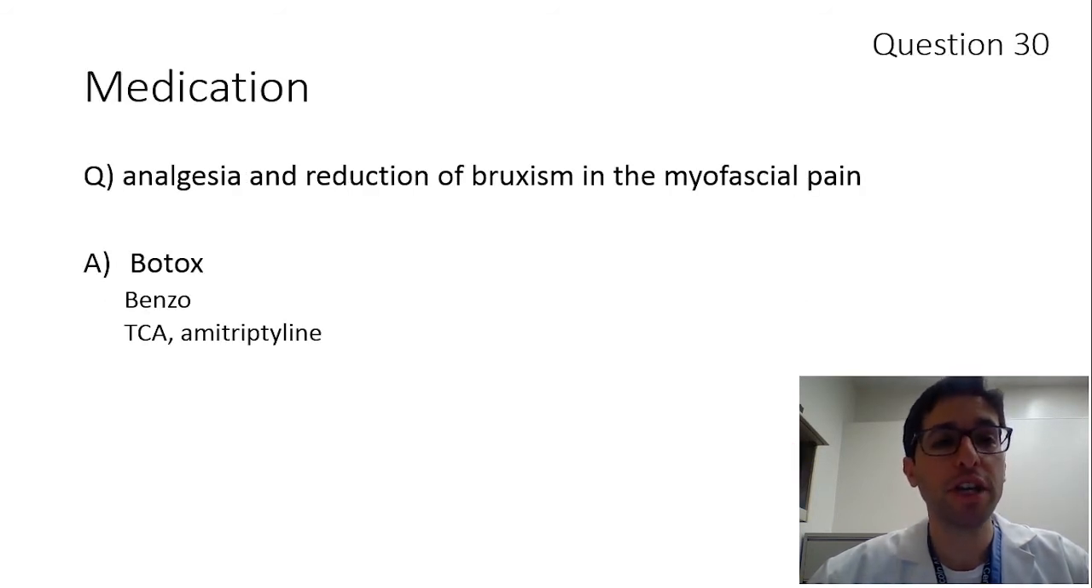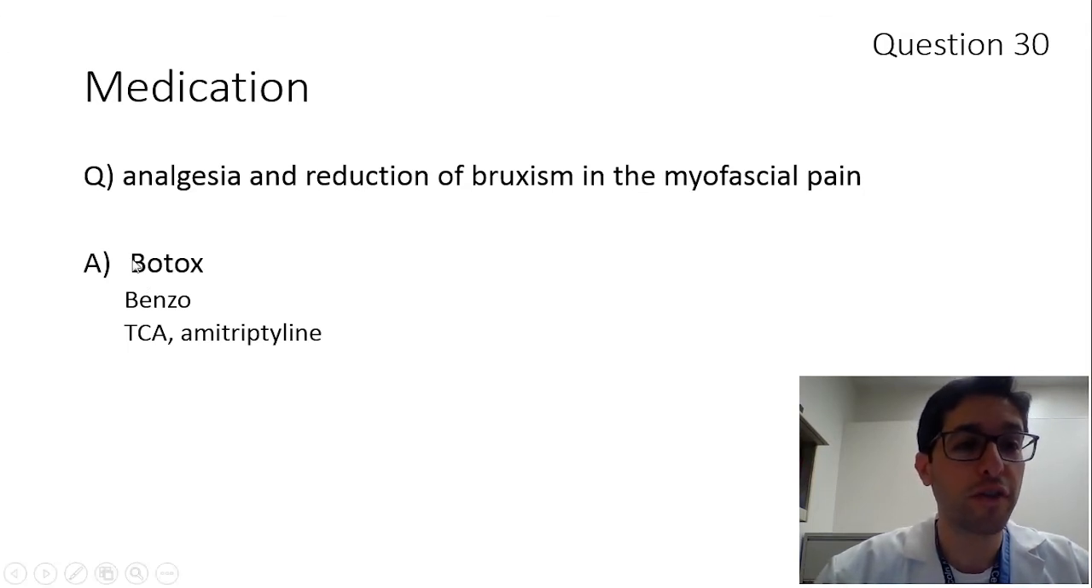A couple of questions about medication. I don't actually have the whole question, but this was like, what kind of medication would you use for bruxism? And any of these would be the right answer. You could use Botox, all these are the right answer. These are not the answer choices. The first line would be Botox, the second line would be benzos, the third line would be tricyclics or amitriptyline. If they give you any of those choices, then choose them. Those are the right choices.